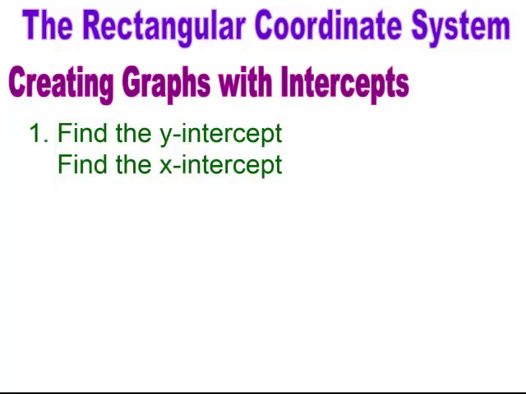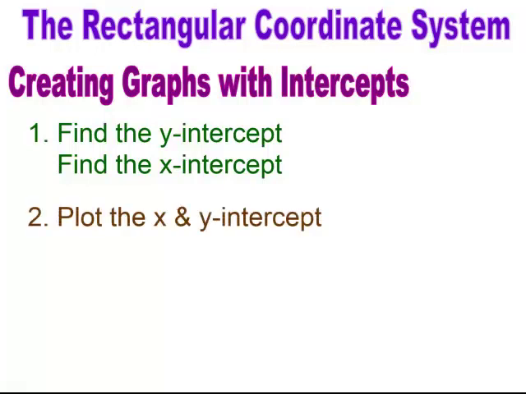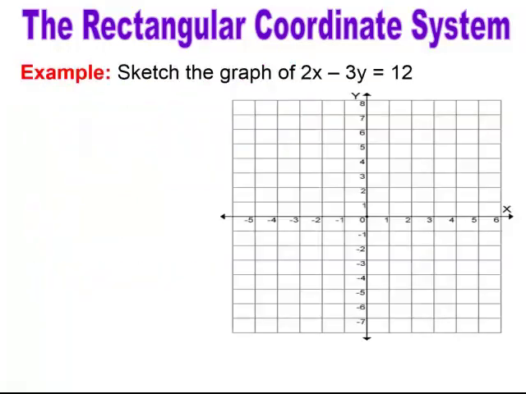What you'll be doing with these intercepts is you will be graphing the equation. So when you're graphing an equation of a line, you can find the x and y intercepts, and then you're going to plot the x and y-intercepts on the coordinate plane. And remember, the x-intercept will be on the x-axis. Your y-intercept will be on the y-axis. And then you'll draw the line. So let's see what this looks like.